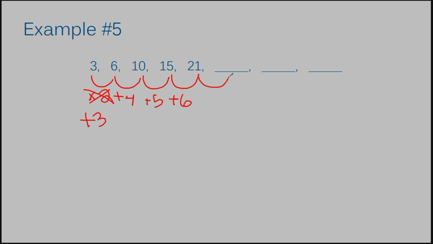So what time is it right now? It's time to add 7. If I add 7, I end with 28. Then it's time to add 8. 28 plus 8 is 36. And then we're going to add 9. 36 plus 9 is 45.